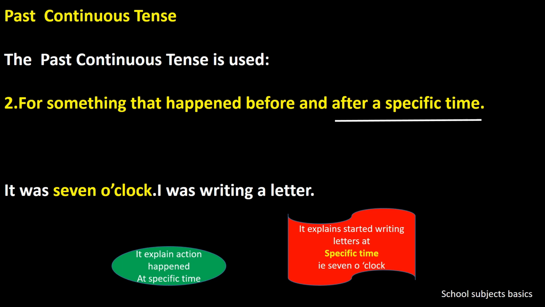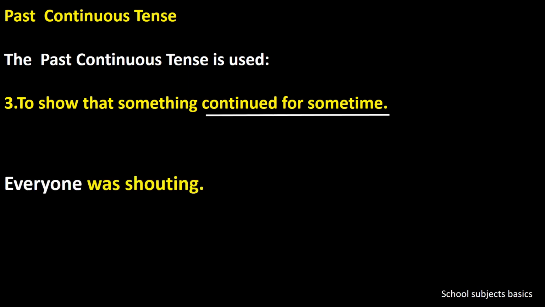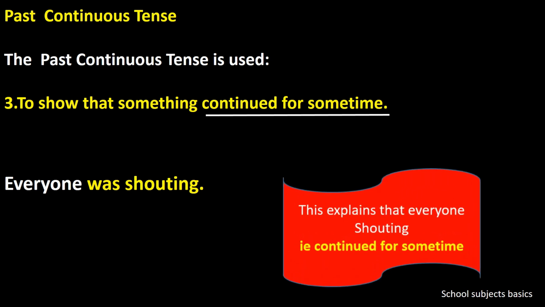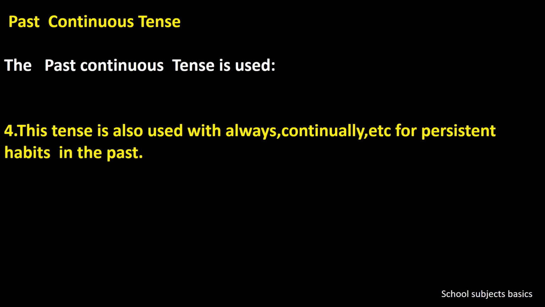And the next one is something that continued for some time. That is to show an action that continued for some time. The main thing is continued for some time. And the example is: everyone was shouting. So from the example we can clearly understand that everyone was shouting for a continued time. So it denotes the action of everyone shouting and it continued for some time. So here the past continuous tense is used to denote an action that continued for some time.